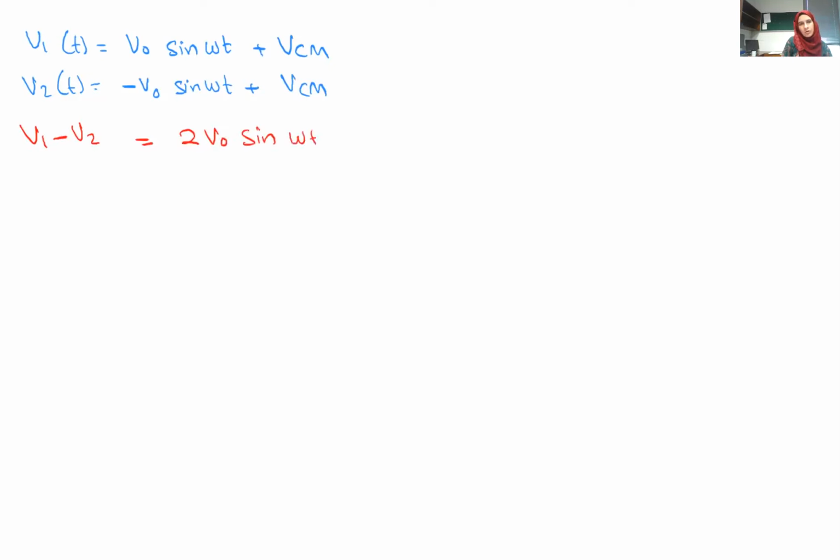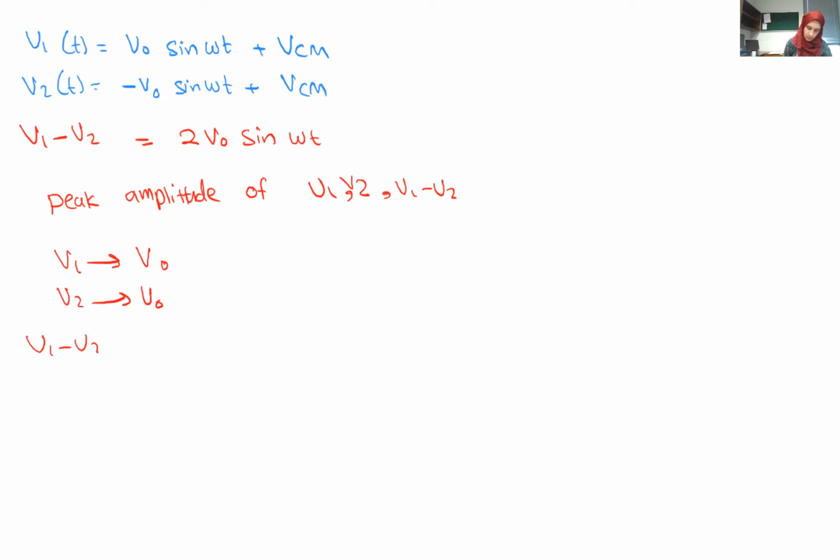So we get to both of them. Okay, if we just want to see the peak amplitude of V1, V2, and V1 minus V2: V1 will have a maximum amplitude of V0. V2 will also have a maximum amplitude of V0, and V1 minus V2 will have a maximum amplitude of 2V0.